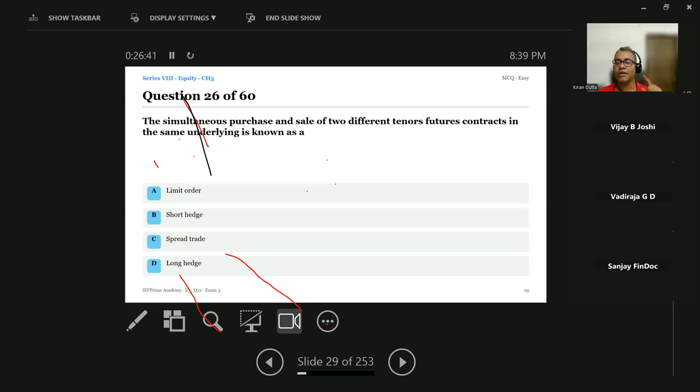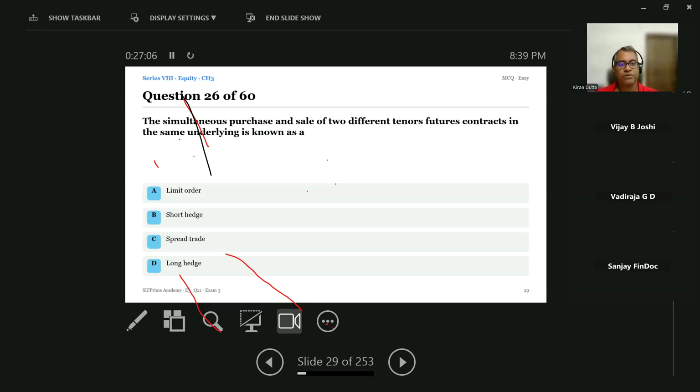It's not long hedge or short hedge; those are what hedgers do. Limit order doesn't even fit here. Instead of saying arbitrage, he's giving spread trade. Got it, guys? Everyone clear? It's not D, sir, it's C. Spread trade, arbitrage trade. We discussed the market participants, if you all recall. Three participants. Don't worry, you can practice this again.